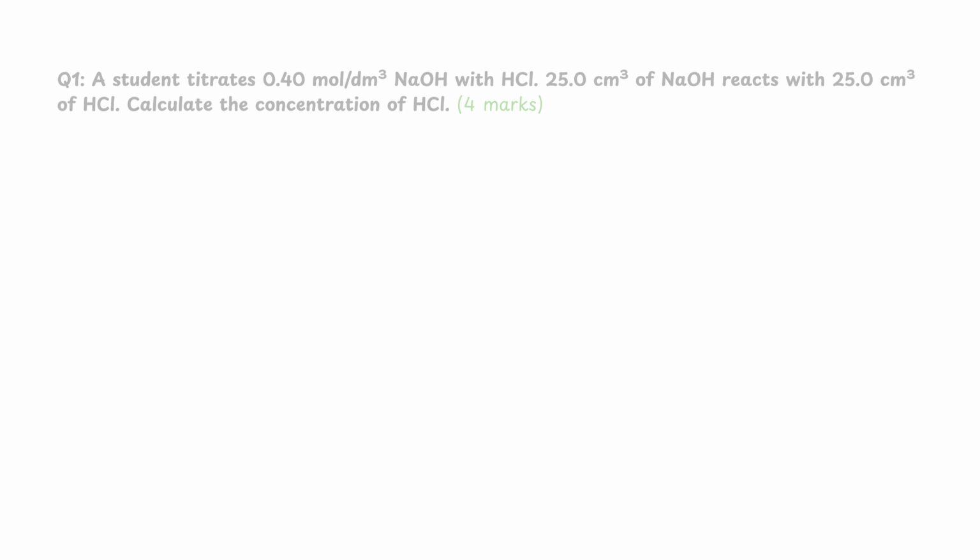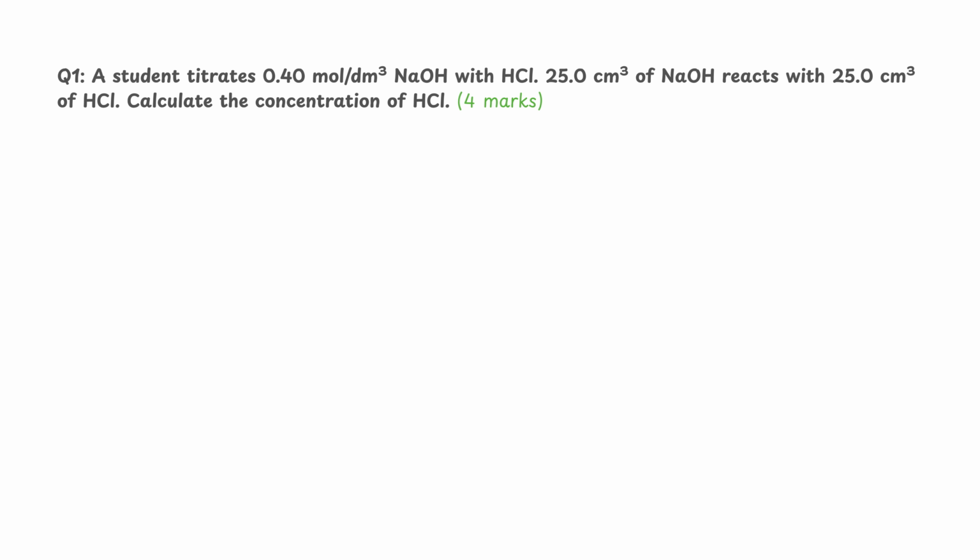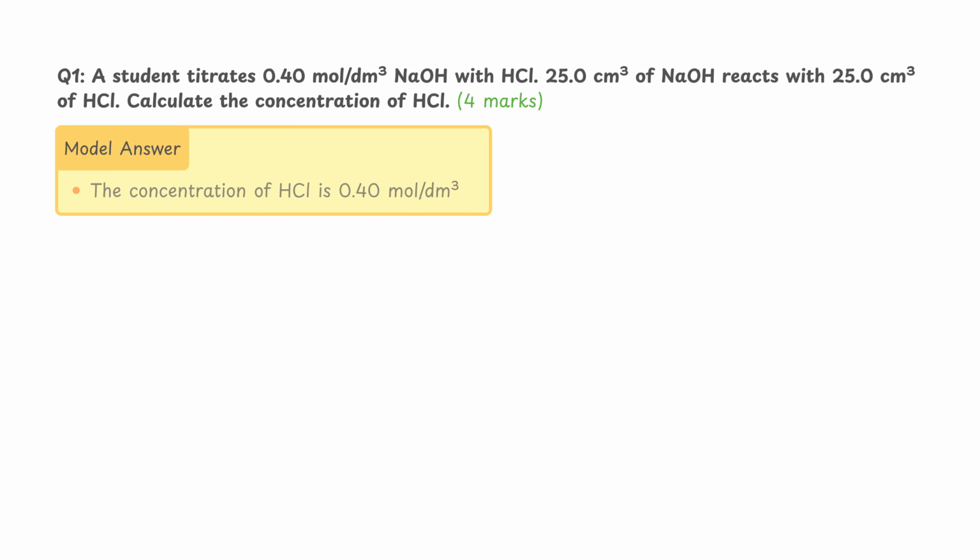Now, let's dive into some practice exam questions. You can pause this video and try it yourself. A student titrates 0.40 moles per decimeter cubed sodium hydroxide with hydrochloric acid. 25.0 centimeters cubed of sodium hydroxide reacts with 25.0 centimeters cubed of hydrochloric acid. Calculate the concentration of hydrochloric acid. The concentration of hydrochloric acid is 0.40 moles per decimeter cubed.